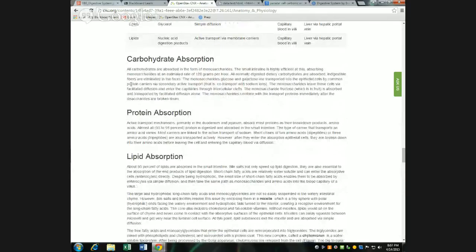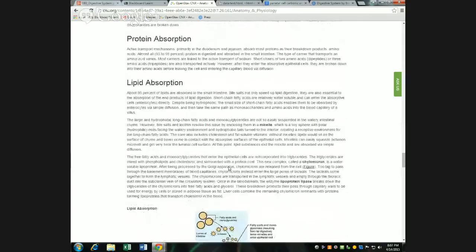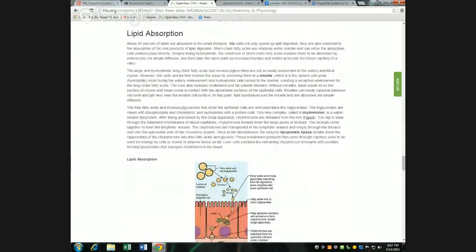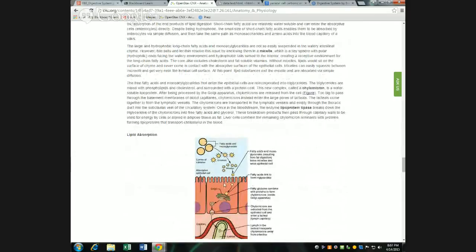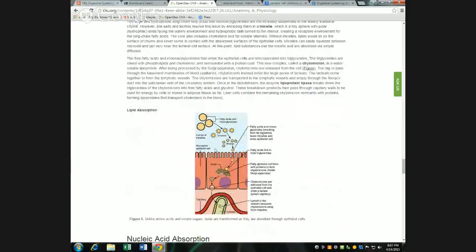Here it's talking about carbohydrate, protein, and lipid absorption, and this figure here really doesn't get at anything but the lipid absorption, which is kind of weird. But here it's showing lipids are broken down from larger fat molecules into smaller and smaller molecules, which diffuse directly into the cell. Lipids will diffuse across the cell membrane with little to no interference.